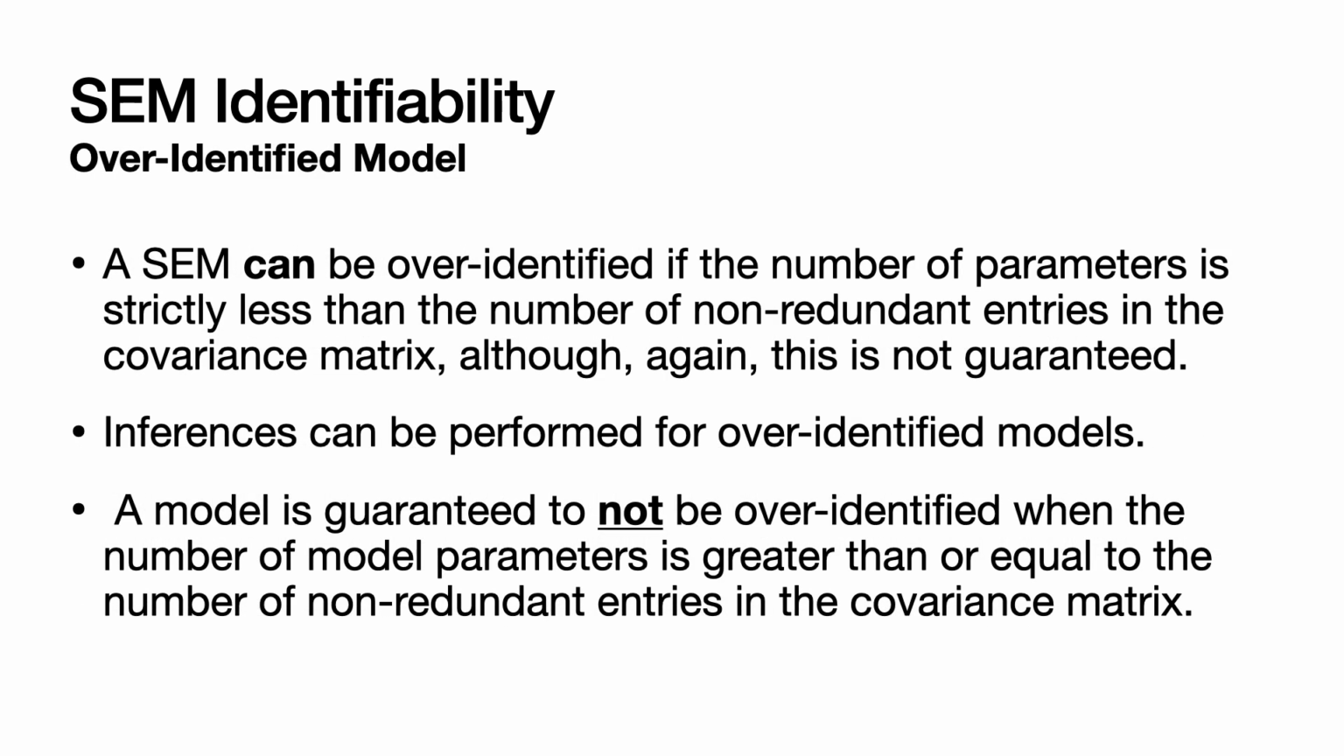Finally, we have what is called an over-identified model. An SEM can be over-identified if the number of parameters is strictly less than the number of non-redundant entries in the covariance matrix, although, again, this is not guaranteed. Inferences can be performed for over-identified models. A model is guaranteed to not be over-identified when the number of model parameters is greater than or equal to the number of non-redundant entries in the covariance matrix.